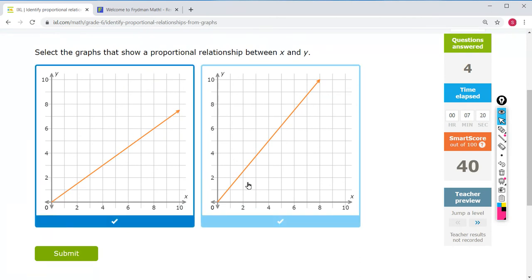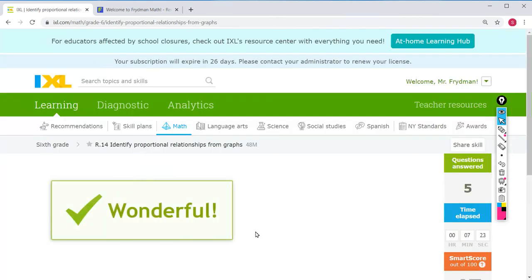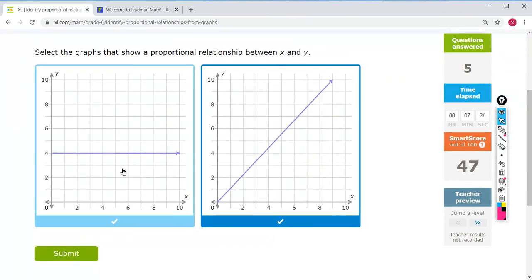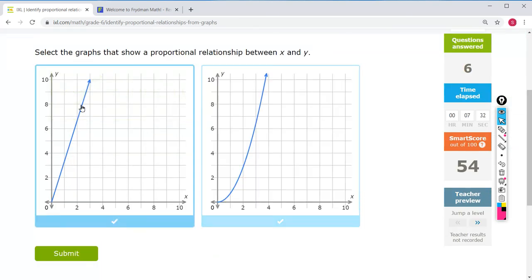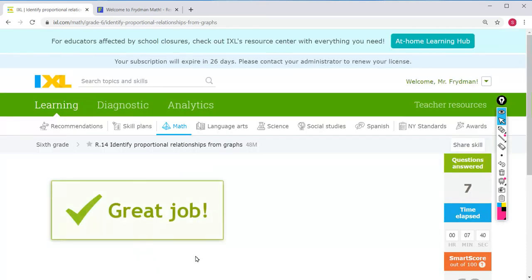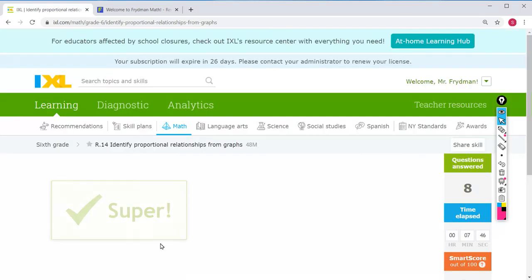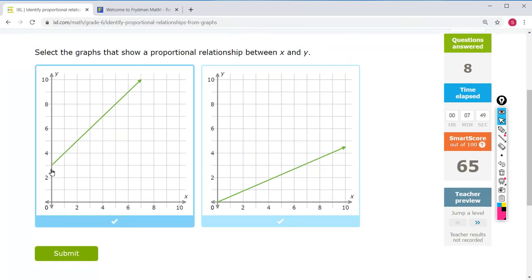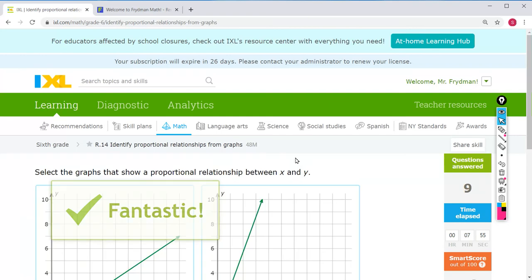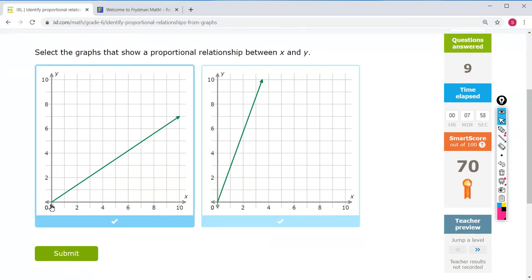Straight line going through the origin, good. Straight line not going through the origin, no good. Straight line going through the origin, good. Going through the origin, but not a straight line. This is a curve here, so no good. Straight line going through the origin. Straight line not going through the origin, no. Straight line going through the origin, good.